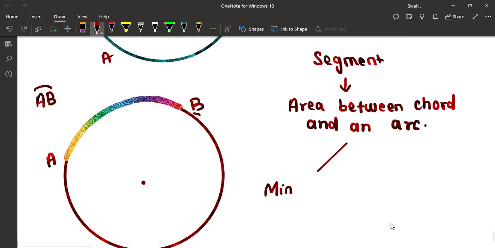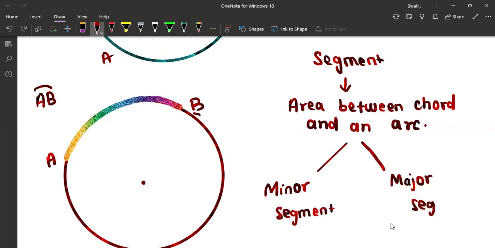So of course, we have two types of segment. One is called the minor segment and another is called the major segment. What is the minor segment and what is the major segment? Let us understand. Remember segment: what is the meaning of segment? The space between the chord and an arc. But if the space is between the chord and the minor arc, that will become the minor segment.